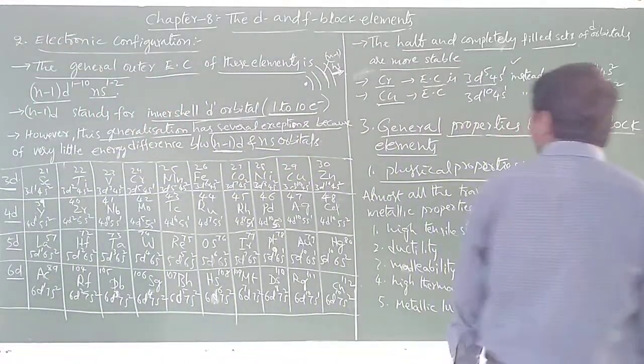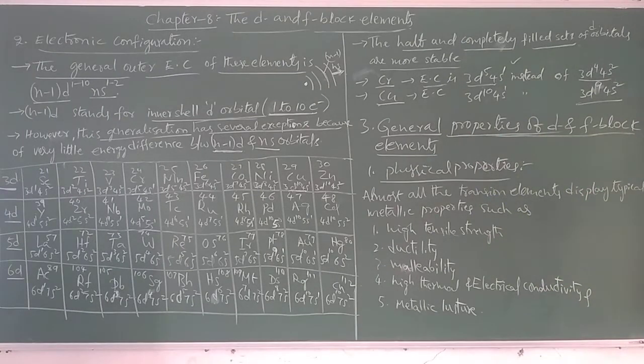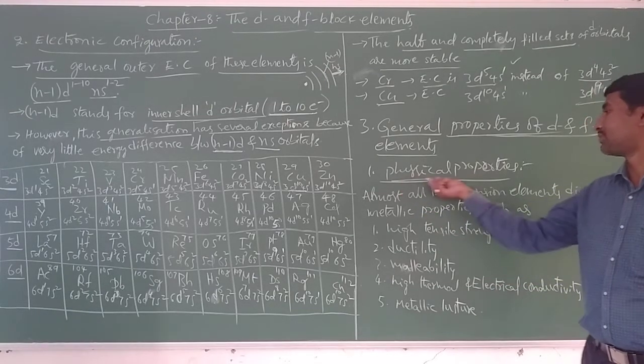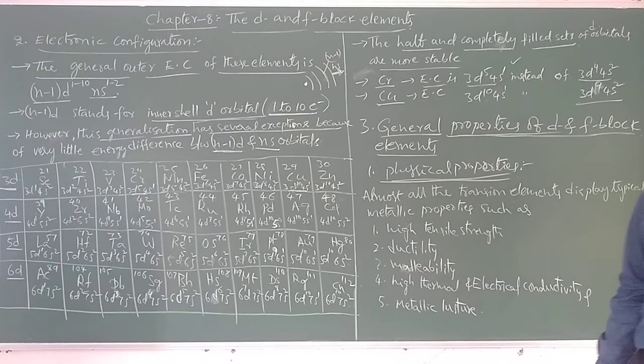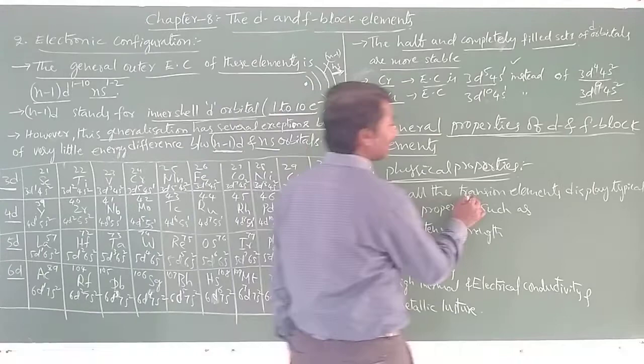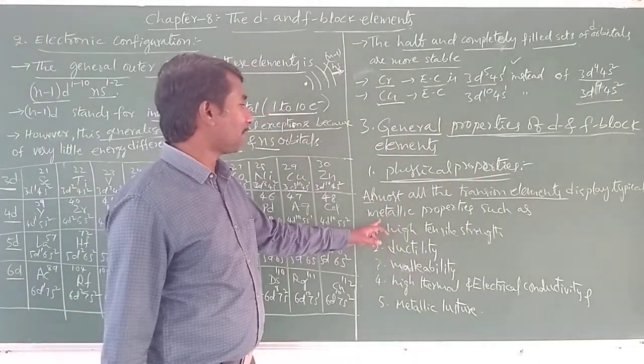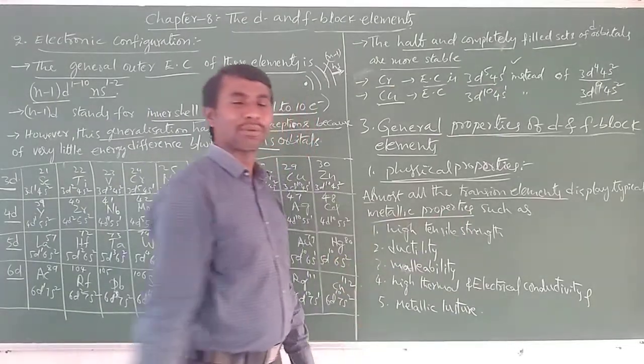Now we are going to the general properties of d and f block elements. The first one is physical properties. Almost all the transition elements display metallic properties.